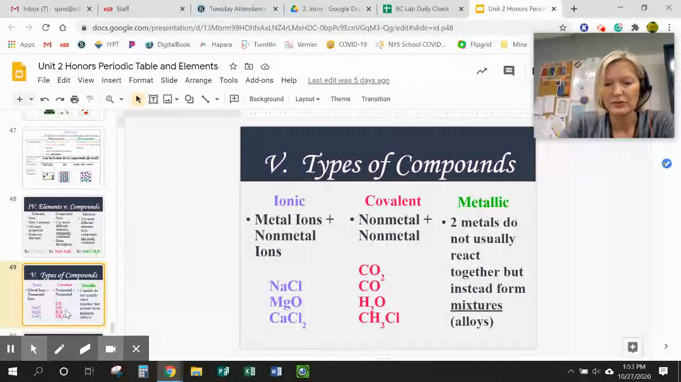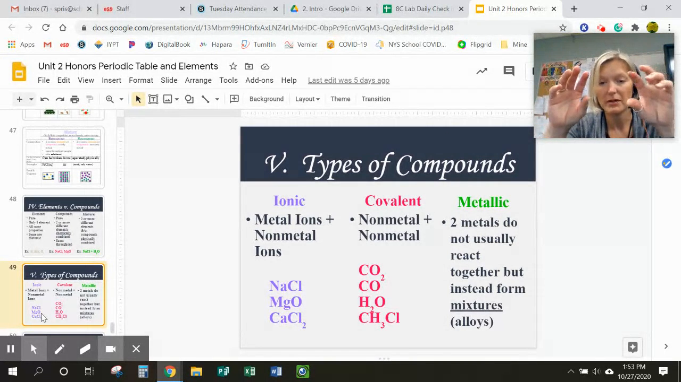Our types of compounds, here we go. We have three, and we're only going to write down so we can recognize where they are on the periodic table. An ionic compound is a metal ion and a non-metal ion. So we're taking something from one side of the table and combining it with something from the other side of the table, and we get an ionic compound.